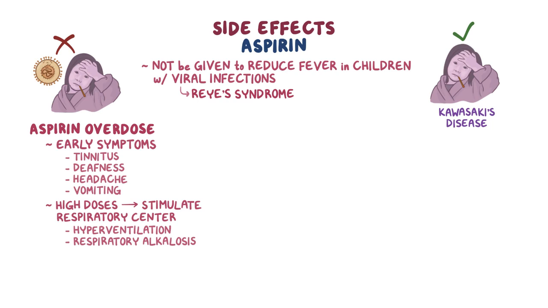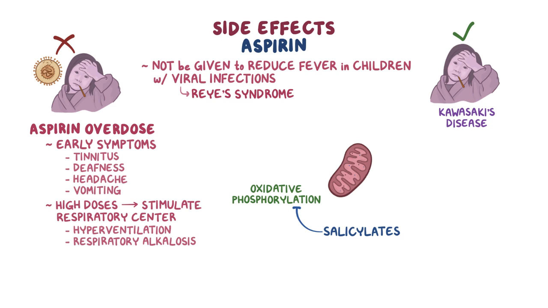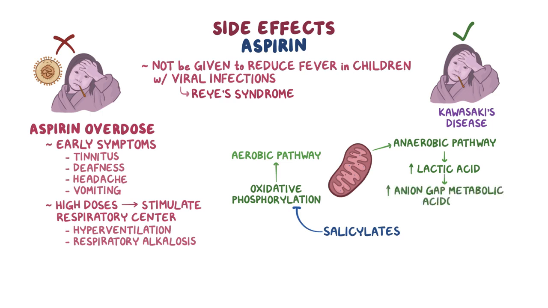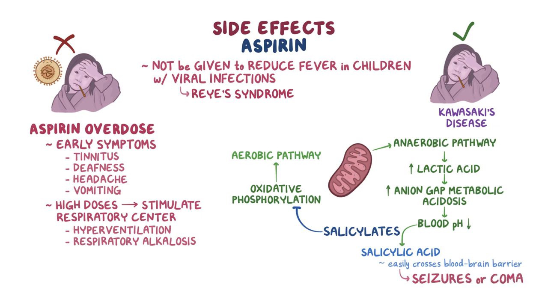Moreover, as the dose increases, salicylates start to inhibit oxidative phosphorylation, which is used to generate energy in the aerobic pathway. So, the body switches to the anaerobic pathway, which produces lactic acid. And the increase in lactic acid eventually causes an elevated anion gap metabolic acidosis. As blood pH decreases, salicylate shifts more towards its non-ionized form, salicylic acid, which easily crosses the blood-brain barrier and causes seizures or even coma.